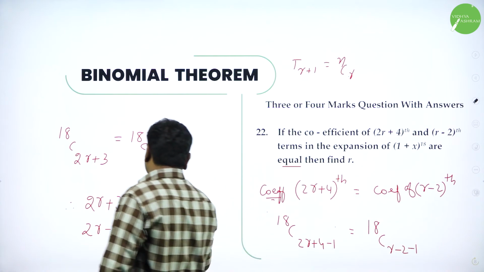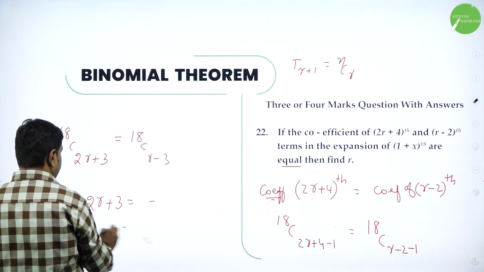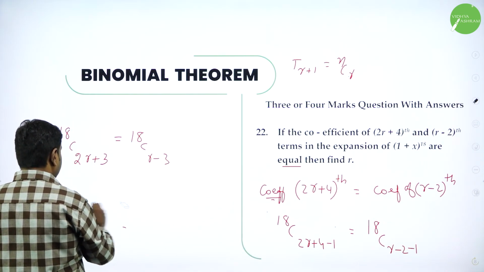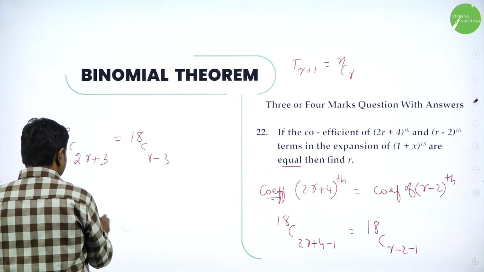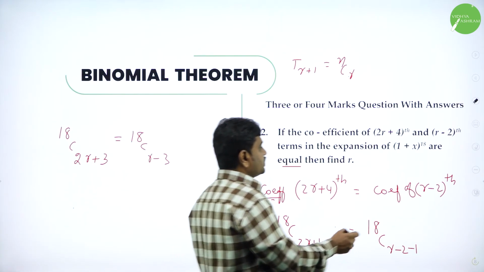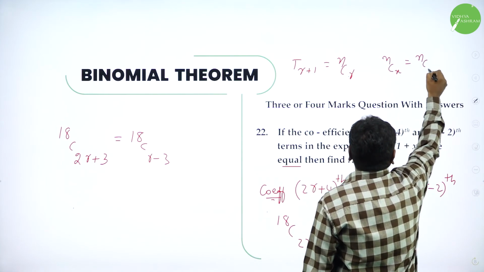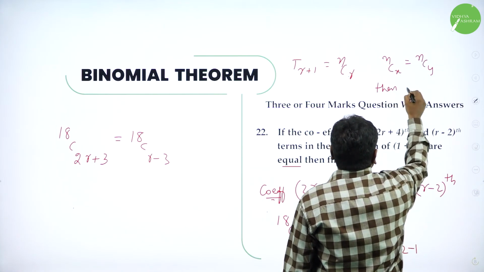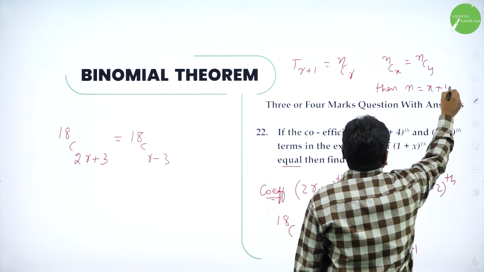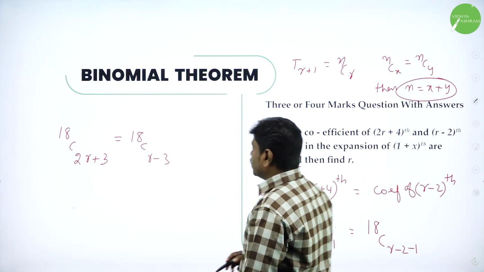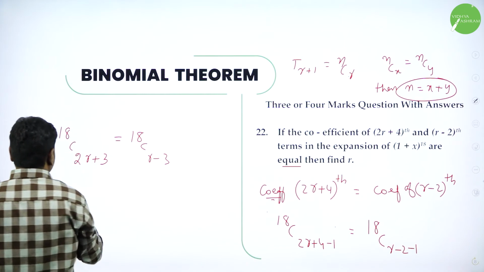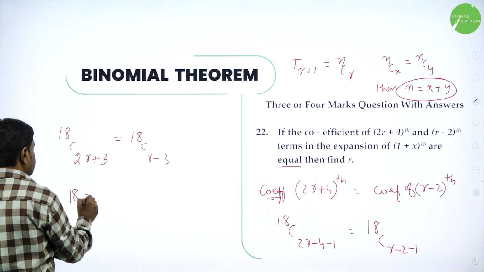we have an important relation, 1 mark, as I taught you in permutation and combination. I can make use of this. What is that? If nCx is equal to nCy, if they are the same, then n is x plus y. So I can use this. So now your n is x plus y. N is what? 18. 18 is x plus y.